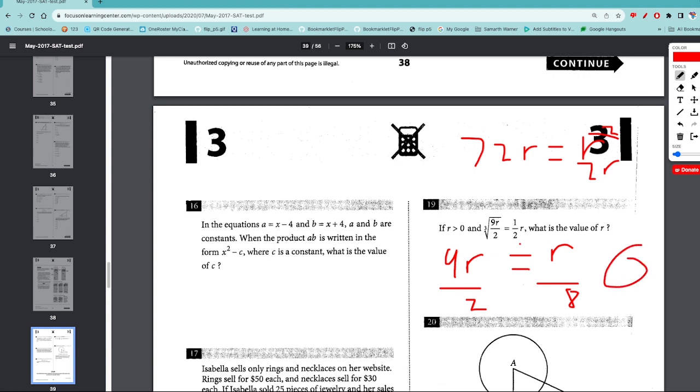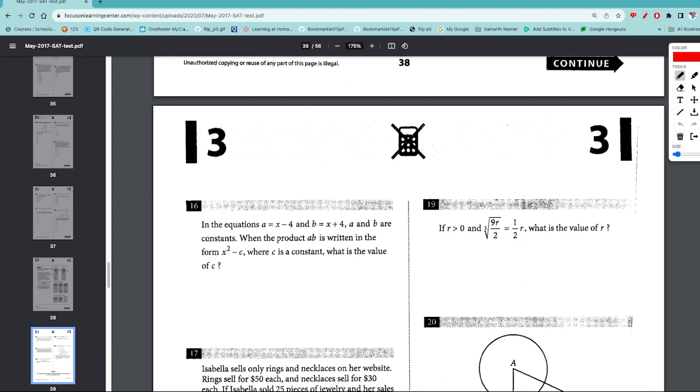Why? No way. If r is 0, then this becomes 0. Oh, r is greater than 0. Never mind. I did not read that, y'all. Well, what else could it be? So there's two solutions? Maybe there is something else I'm missing. We get 9r by 2, and I'm like, if it's 0, that'd be too easy. So r by 8. What else could work? I'm skipping, I'll come back to it.